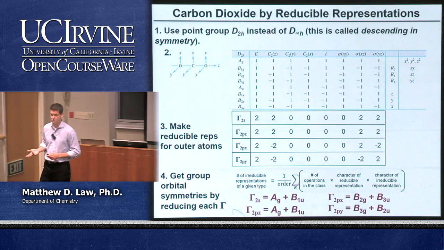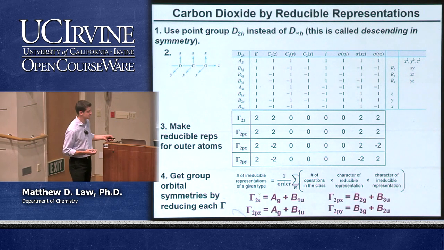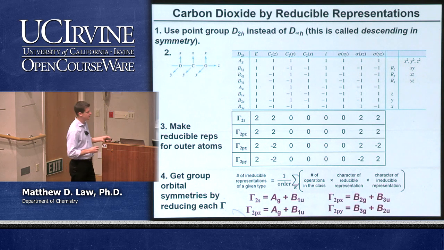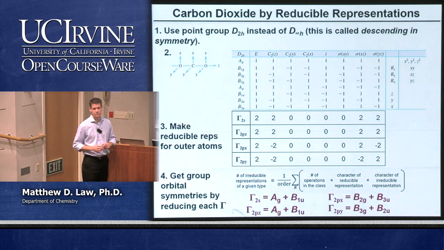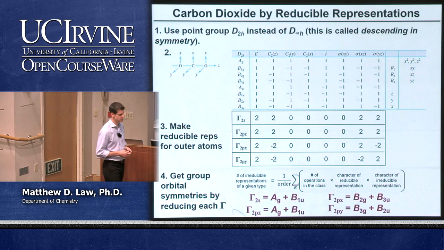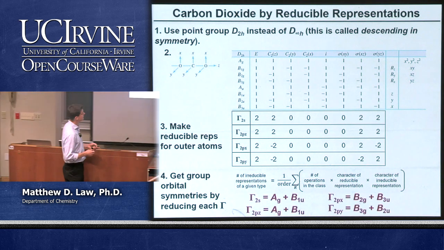And this should look very familiar. We've basically just used the character table to determine straight away, without doing any mental math, what the irreducibles are for the different group orbitals. And this is exactly what we showed before. The s orbitals are A1g and B1u. The pz's are Ag, B1u, and so forth.